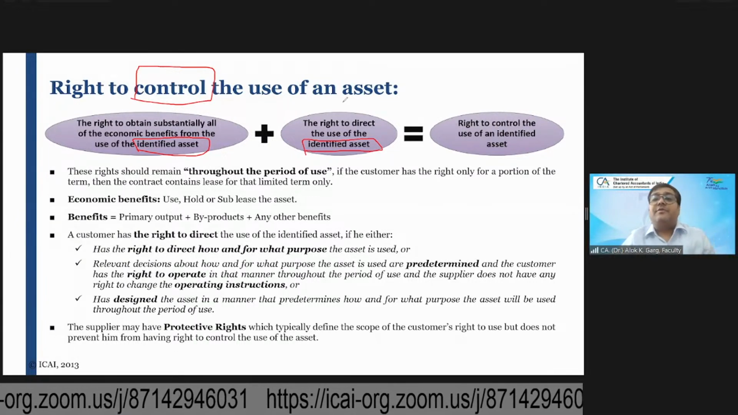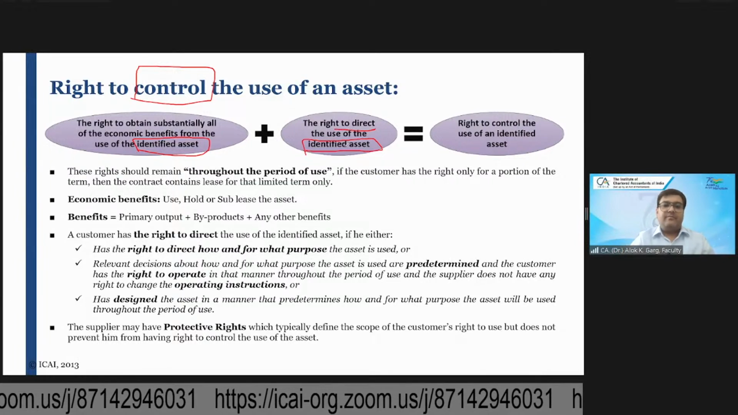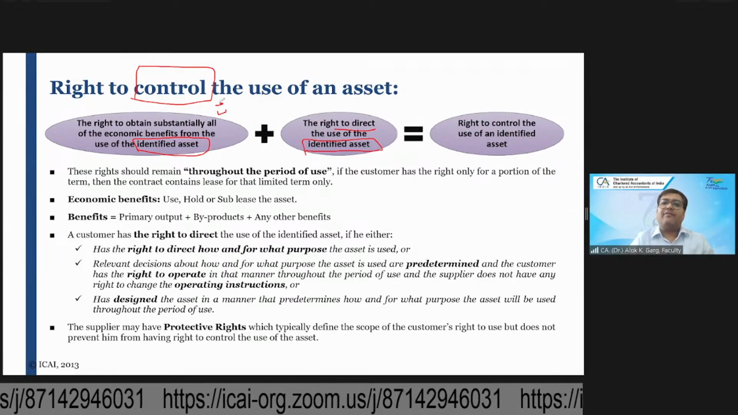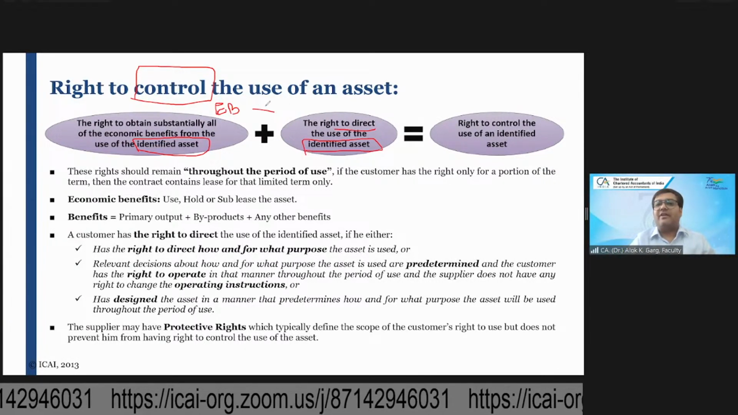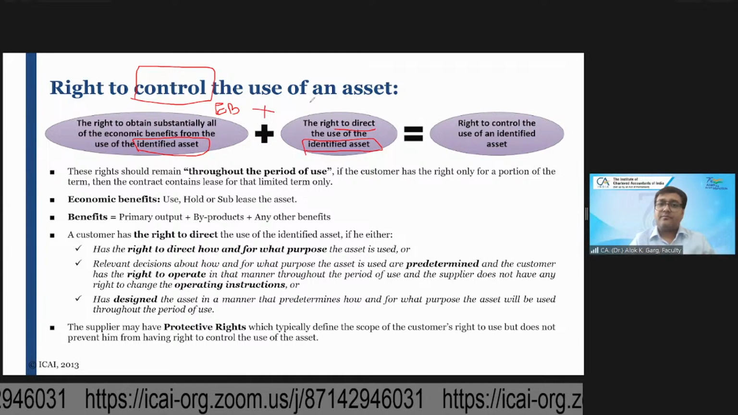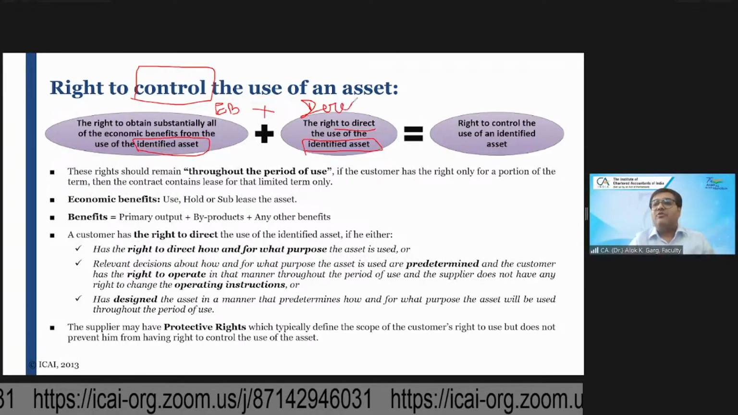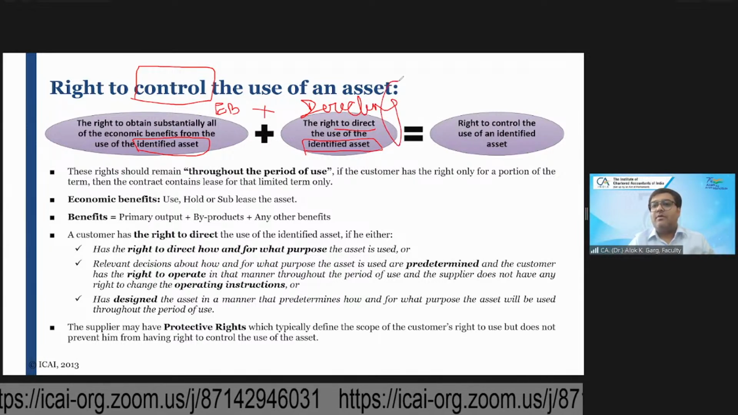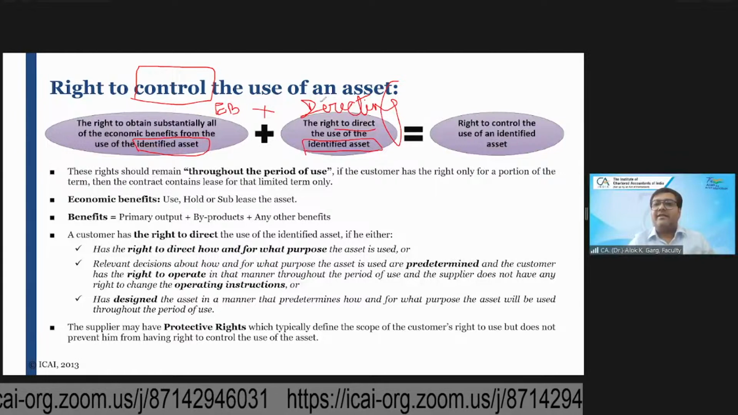What is number two? Number two, the right to direct the use of the asset belongs to the lessee. Number one, economic benefit. Who is receiving the economic benefit? The lessee is receiving the economic benefit. Number two, who is directing the use of the asset? The lessee is directing the use of the asset, not the lessor. It is not the lessor who is directing the use of the asset. The lessee is directing the use of the asset.